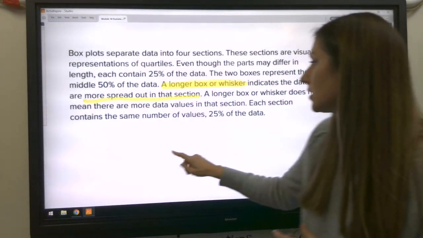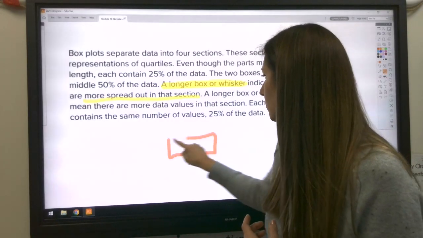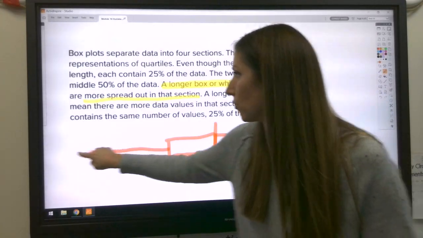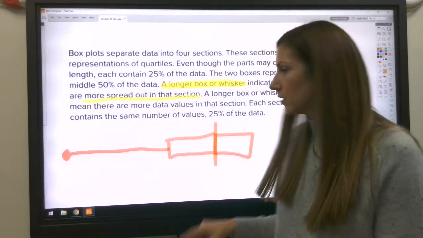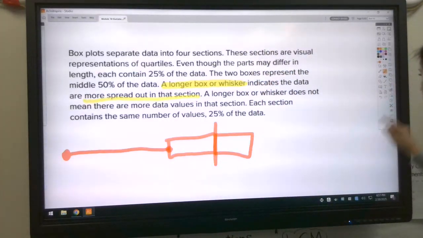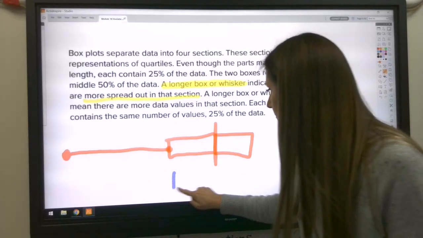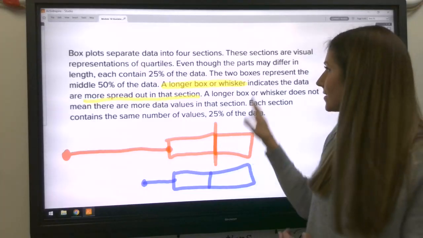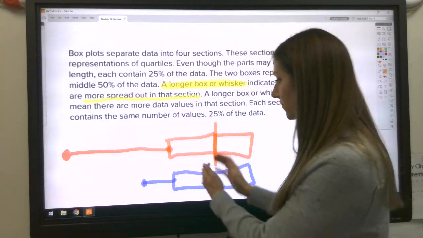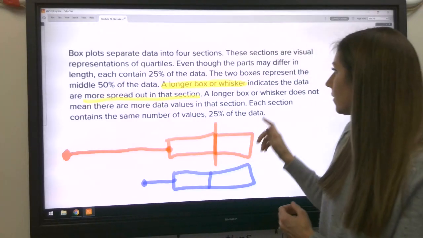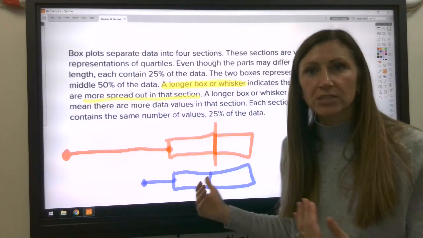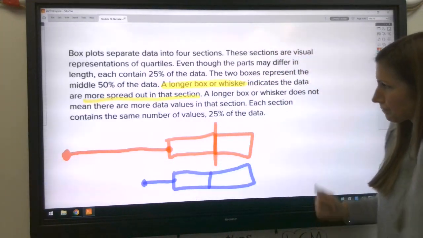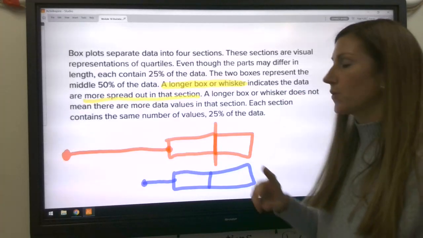So I'm going to even draw just one little box here. Let's pretend that's the median. Here's the other part of my box. You could have a really long whisker, or you could have, and I'll draw another one, a short one. So what it's saying is the longer the whisker, or even the box could be really long, the more it's just spread out, because it's connecting all the way to the smallest piece of data.